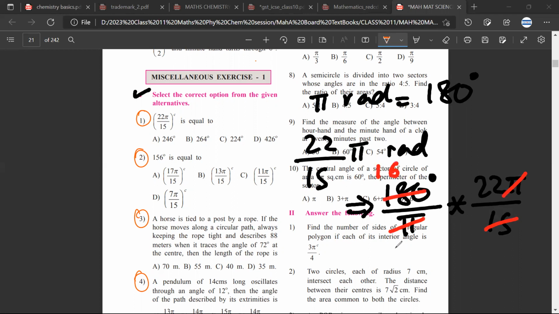15 1s are 15, 15 2s are 30. And therefore the final answer would be about 264 degrees. 264. So B is the right answer. Any doubt? No.